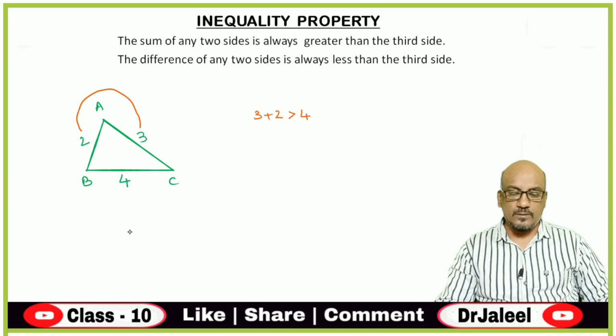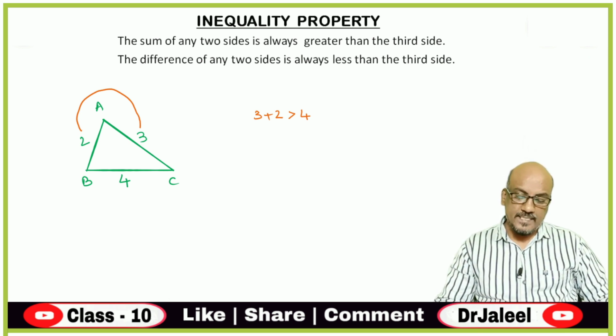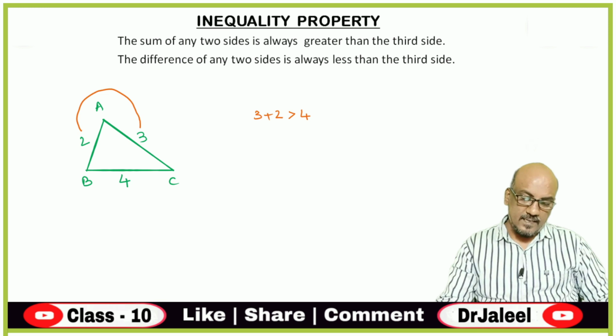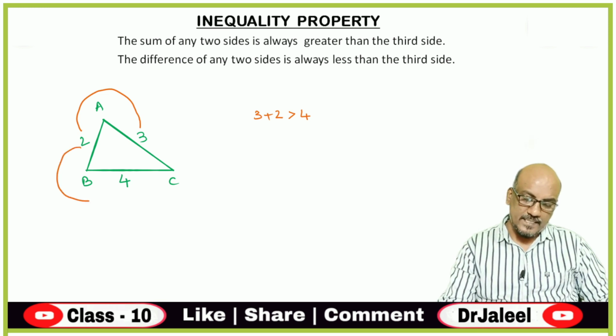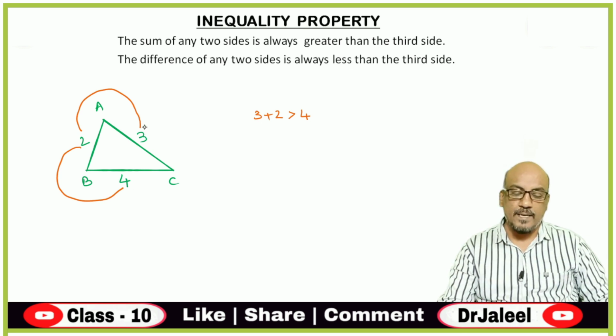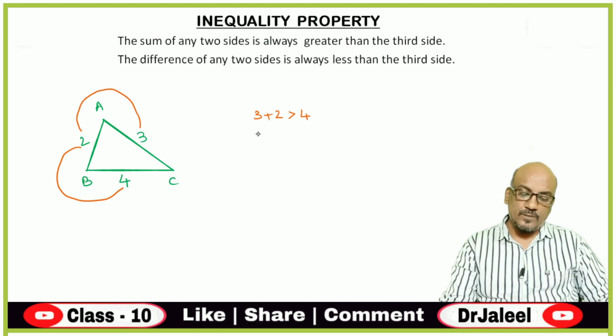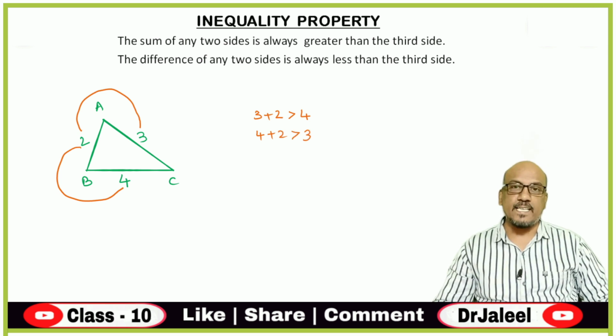Is it true? 3 plus 2 is greater than 4. Yes, 3 plus 2 is 5. 5 is greater than 4. So it is satisfied. Not only that, we will check even other sides. Like I will take now these two sides, 2 and 4. When I add this 4 and 2, it must be greater than the third side, that is nothing but this 3. So let's check. 4 plus 2 must be greater than 3. 4 plus 2 is 6 and is greater than 3.